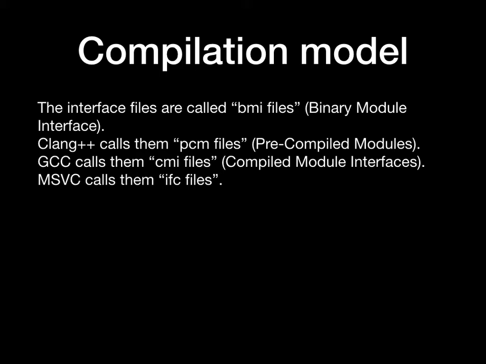So one area where you still see that not all implementation vendors have agreed on which compilation model will be the best is that they all have a different one. The standard talks about BMI files for binary module interface. Clang calls them PCM files for precompiled modules, and GCC calls them CMI files for compiled module interface. MSVC just calls them IFC files.